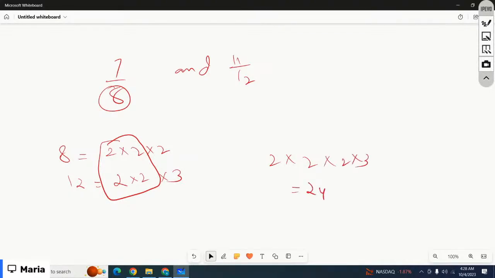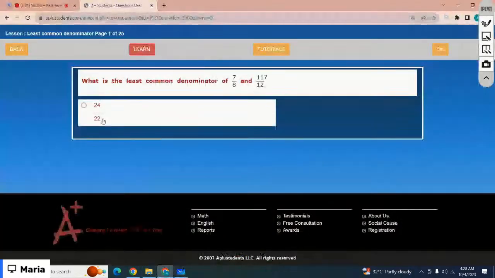That would be 24. The easiest way, if you're given the options, is that the least common denominator must be divisible by both the denominators, right? 8 times 3 is 24 and 12 times 2 is 24, right? So the correct option is the one that is divisible by both the numbers, right? That is a trick.